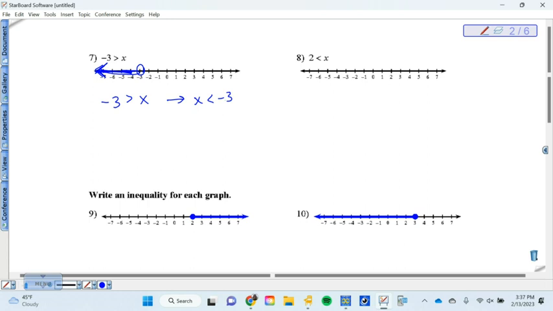And see, if the variable is on the left-hand side, the graph goes in the same direction as the inequality. If the variable is on the right-hand side, it goes in the opposite direction of the inequality. Does that make sense? Cool. Okay, number 8 is yours, and then we'll do number 9 and 11 together. One minute to do number 8.